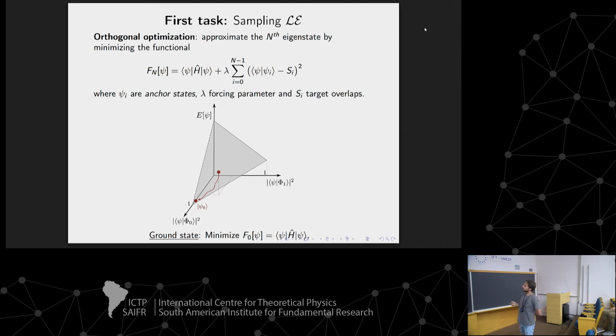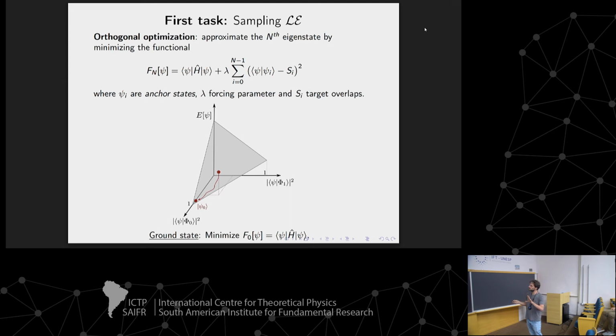Okay? So to find an approximation to the ground state, we just need to minimize this kind of functional that we call F0. So Fn is this term with a lot of terms here that I'm going to show in practice in a minute.